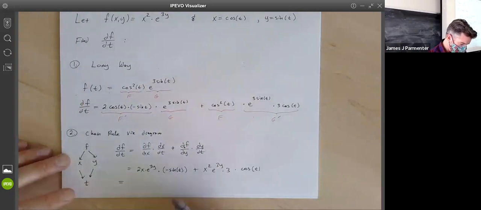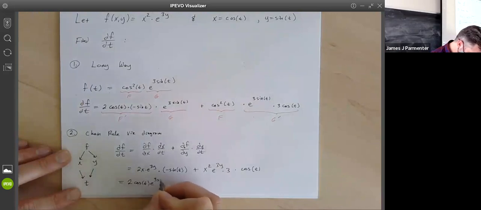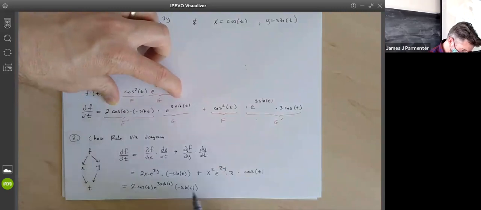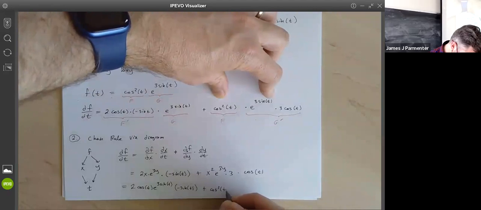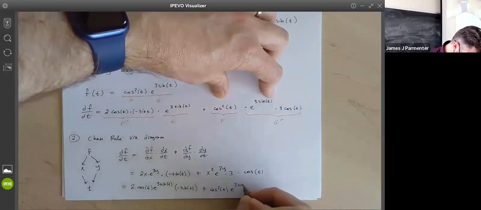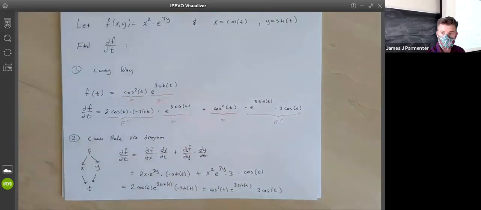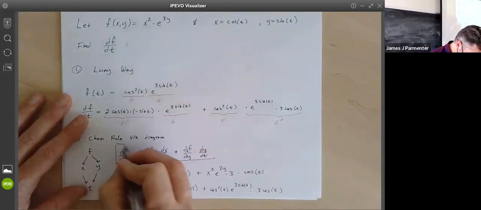If we plug in what x and y are, we're going to get 2 times cosine of t times e to the 3 sine of t times negative sine of t. That definitely looks exactly like that, right? That is certainly the same as that, just written slightly out of order. And here we're going to get cosine squared of t times e to the 3 sine of t times 3 cosine of t. Same stuff. So either way is fine, but usually we view this as seeming a little more manageable.